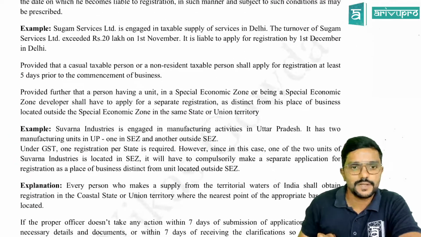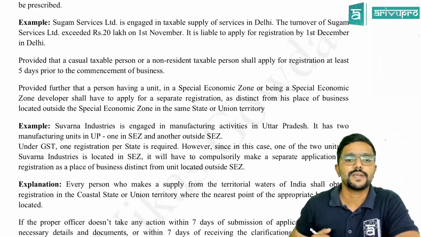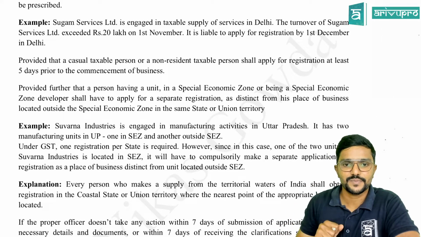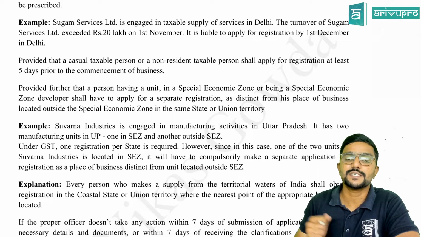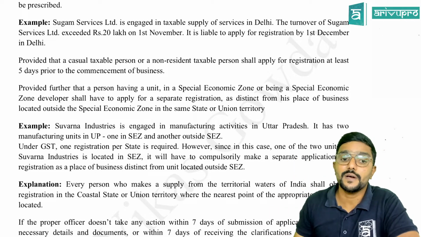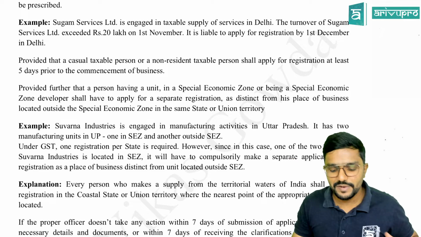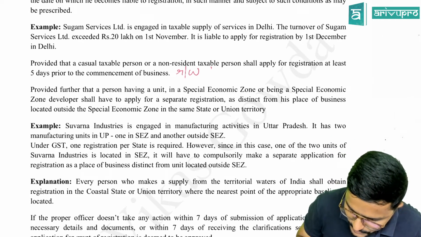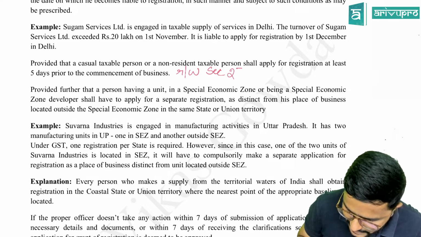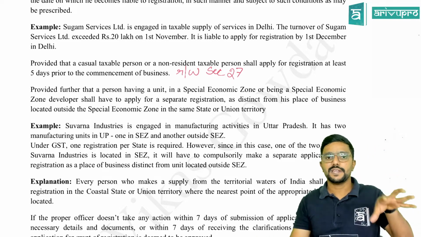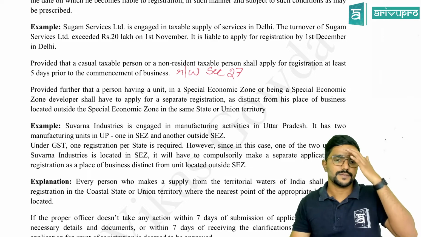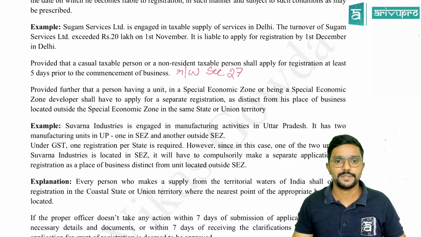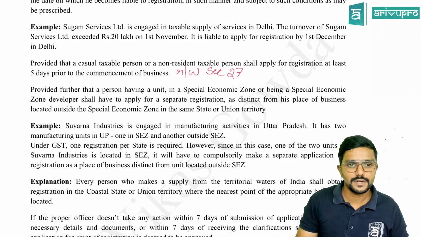Next. Provided that a casual taxable person or non-resident taxable person, two special persons, shall apply for registration at least 5 days prior to commencement of business. We will learn about these two persons in detail in section 27, so read with section 27, guys. I won't be explaining anything with respect to them here. When I go to section 27, I will cover all the topics with respect to those two persons. Okay, next.